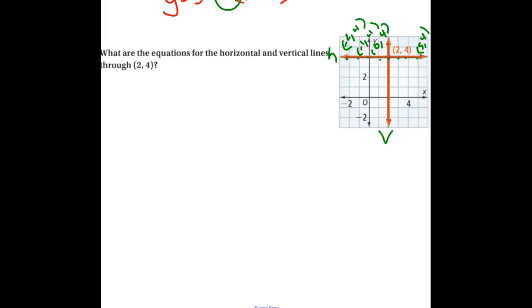Just looking at 5 of those ordered pairs, they all have y is 4. So that's actually your equation. Y equals 4. That's your horizontal line.